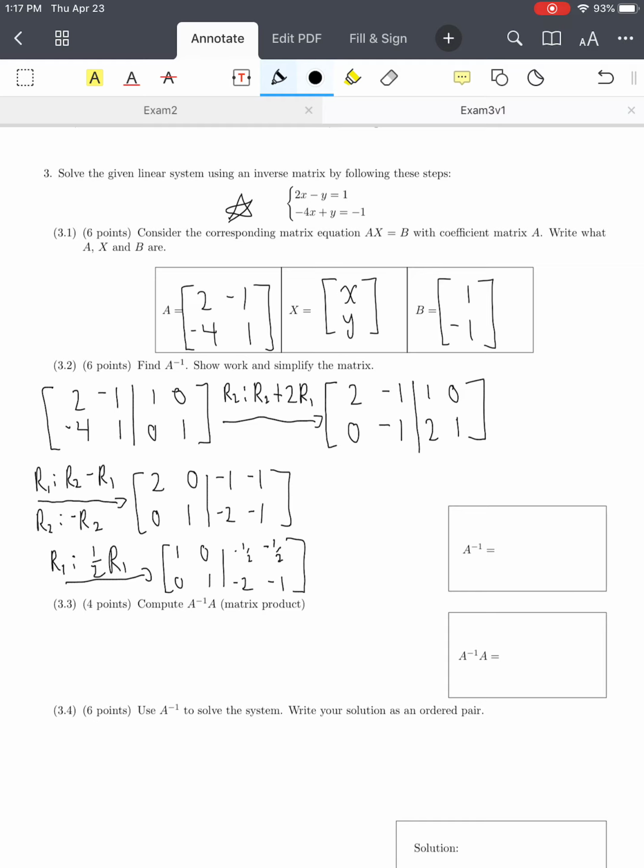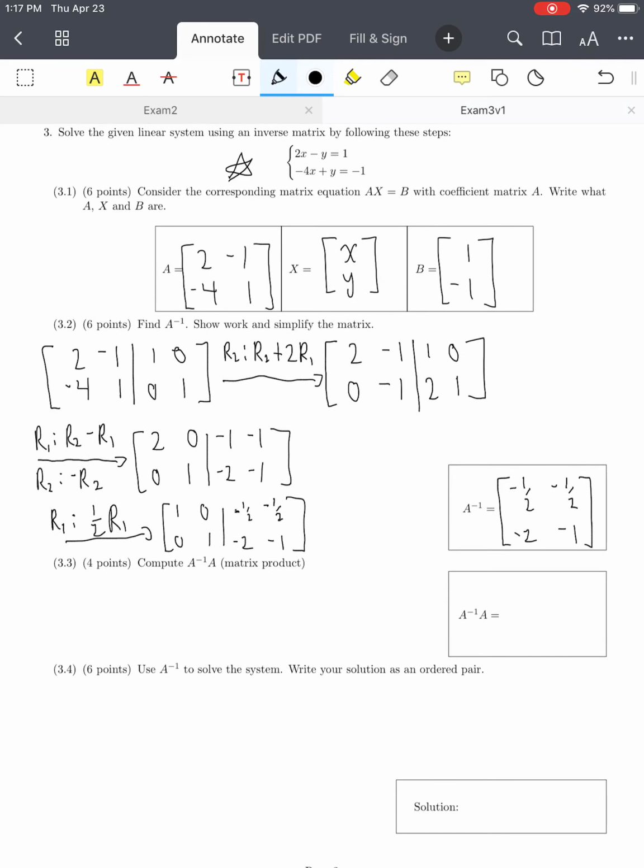This tells us that our inverse matrix is negative 1/2, negative 1/2, negative 2, negative 1. Okay, so for part 3, we want to compute A inverse A. This question is more to make sure you did everything right. A inverse A should always be the identity. So this should just be the identity here, 1, 0, 0, 1.